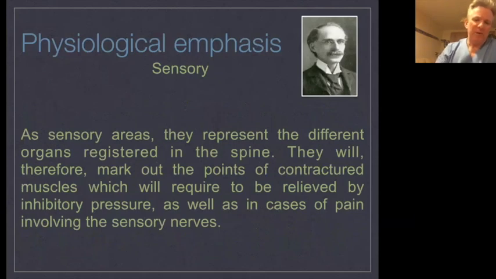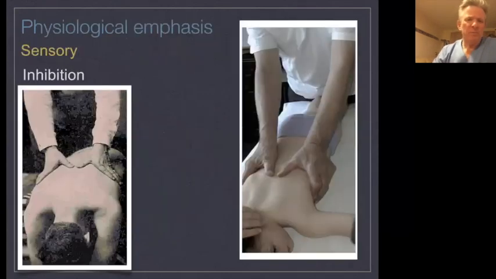In terms of the way we look at the spine, again in relation to Head's and Hilton's laws, the sensory areas represent different organs registered in the spine. We mark at the point the contracted muscle, and these will be relieved by inhibitory pressure, as well as in cases of pain involving the sensory nerves. So much of our work is centered around inhibition. So I just wanted to explore that as a part of this whole sensory model, inhibition and stimulation.